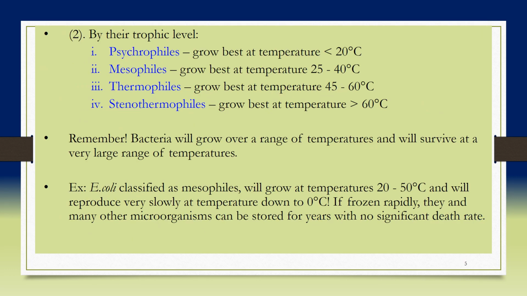Okay, next criteria is based on the temperature. So kita ada psychrophiles, mesophiles, thermophiles, and stenothermophiles. So all of these bacteria will grow best at a certain range of temperature.